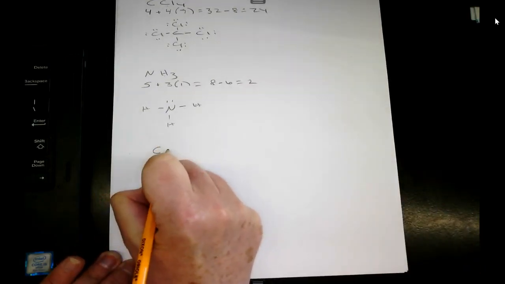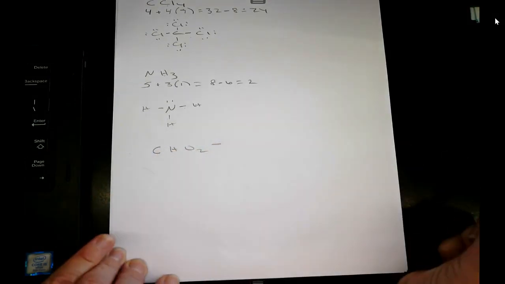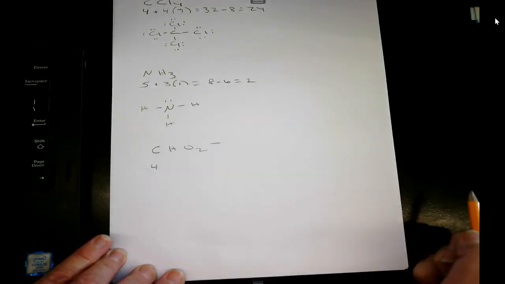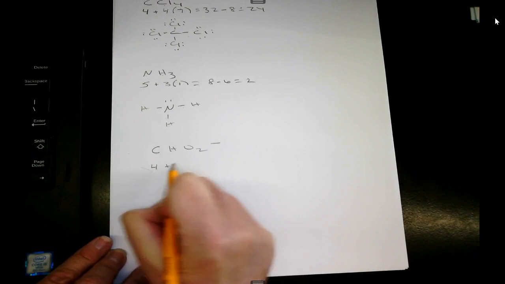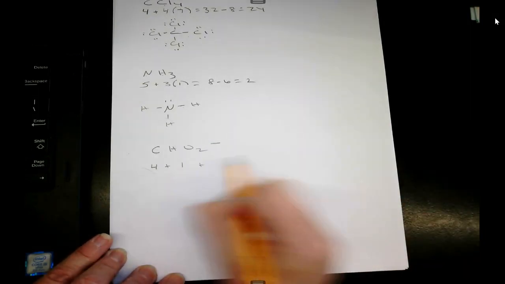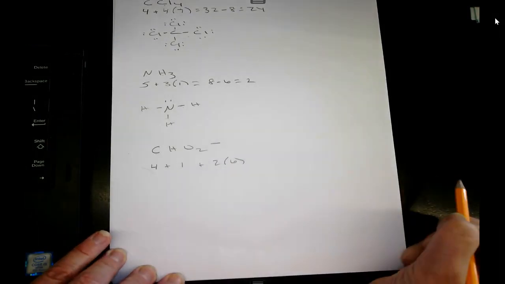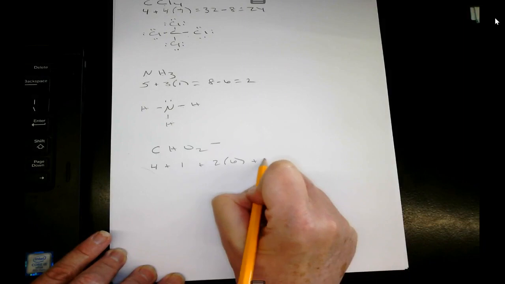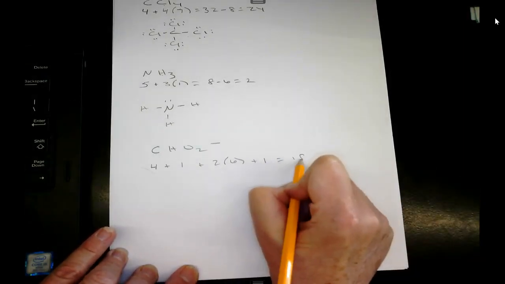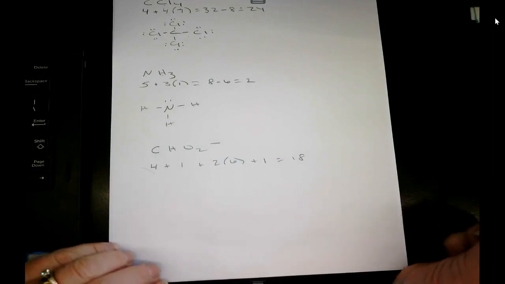Now we'll look at CHO2 with a -1 charge. So carbon has 4 valence electrons. Hydrogen has 1 valence electron. Each oxygen has 6 valence electrons, and there are 2 of them. And the -1 charge means we're gaining an electron. So we've got a total of 18 electrons to work with to make this structure stable.